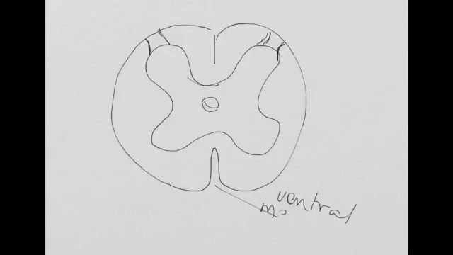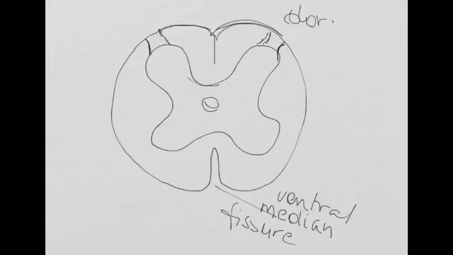and this is an important structure because this accommodates the anterior spinal artery. On the dorsal surface of the spinal cord, we only have a sulcus, the dorsal median sulcus.